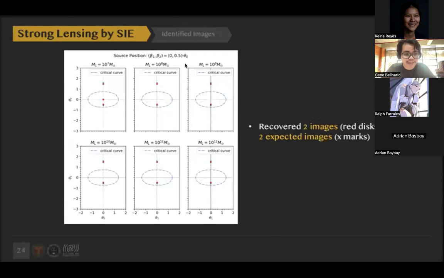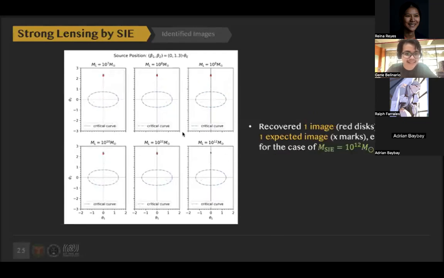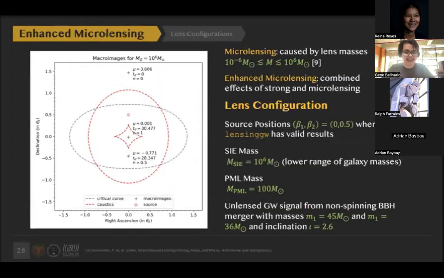And for the source position 0.5, we were able to recover 2 images out of the 2 expected images. So for this particular source position, LensingGW is able to recover all images. And lastly, for the source position 1.3, yes, LensingGW is also able to recover the images, except for the case of this particular galaxy mass at 10^-12 solar masses. So those are our first results.